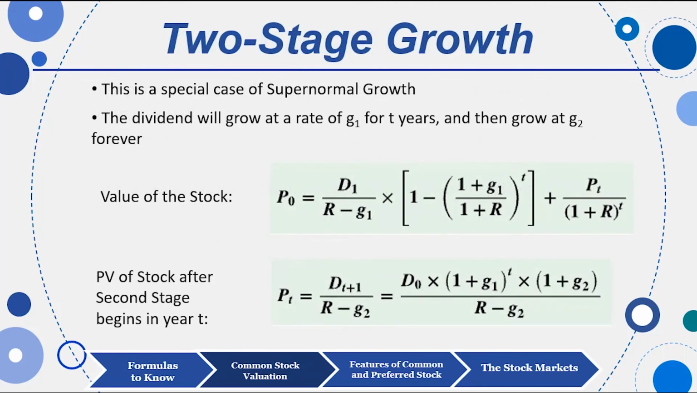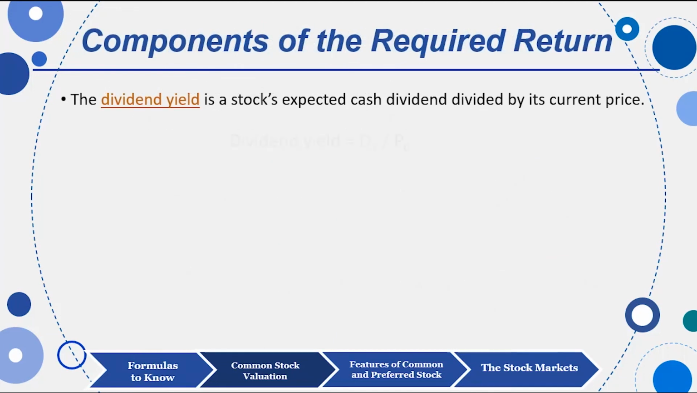Sometimes dividends grow in a two-stage model, where they grow at one rate, G1, then they grow at a second rate, G2. And you can use this formula, P0, stock price today, and then calculate that P sub t at the end of the equation by taking D sub t plus 1 divided by R minus growth rate 2. And this is the way we would use this formula in a two-stage growth scenario.